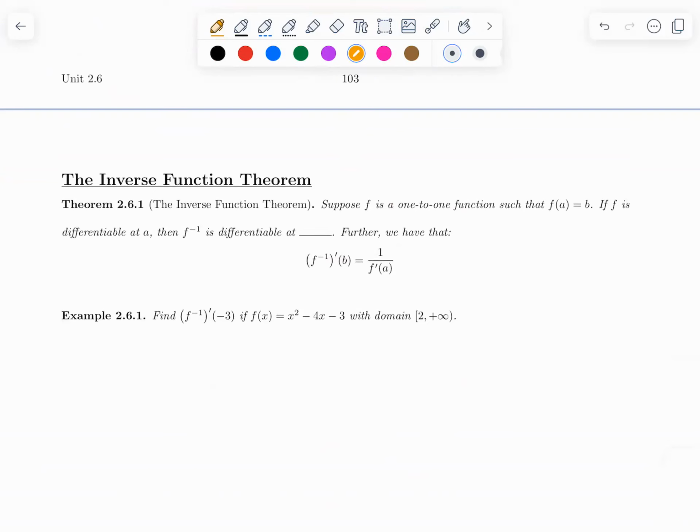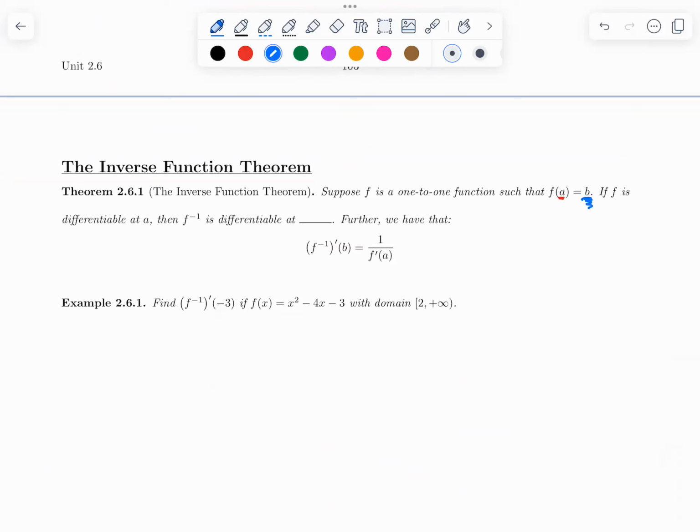Suppose f is a 1-to-1 function such that f of a is equal to b. I'm going to underline that f of a is equal to b. If f is differentiable at a, then f inverse is differentiable at b. Because remember, a isn't necessarily going to be an x value of f inverse. But because (a, b) is on the graph of f, (b, a), with x coordinate b, is on the graph of f inverse. Inverses are always hard to grasp, at least at first.